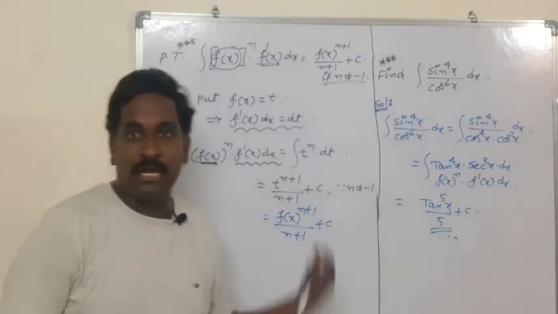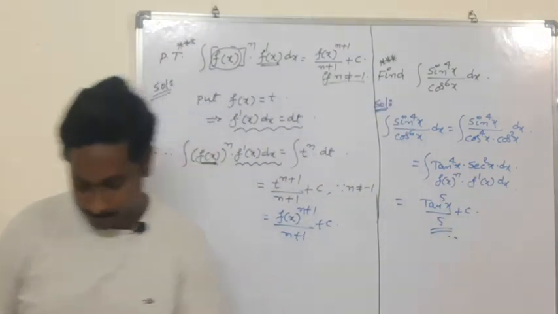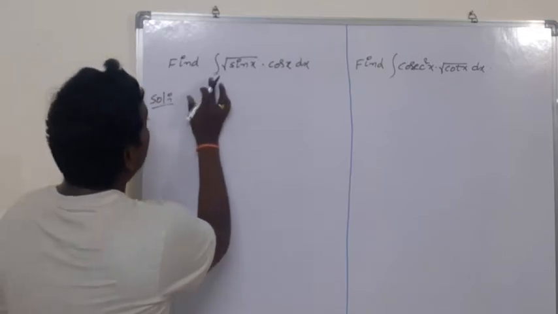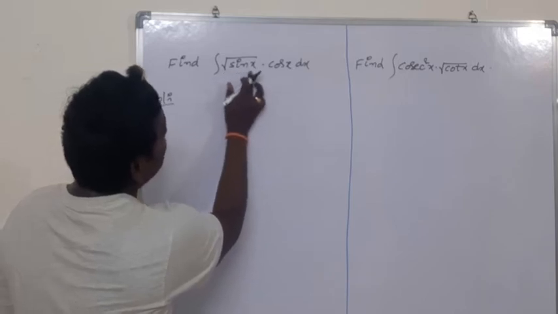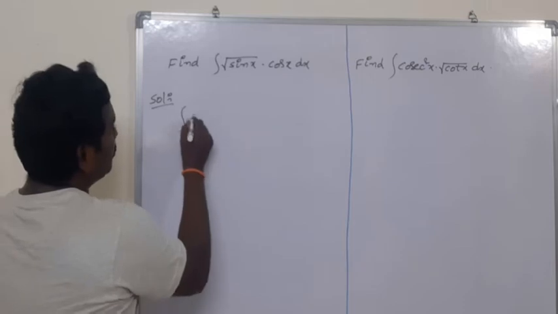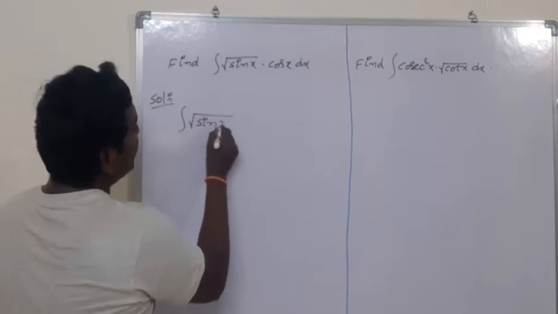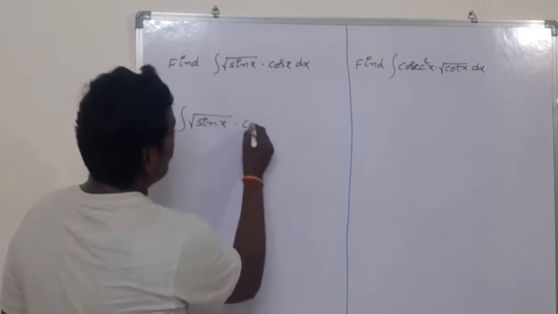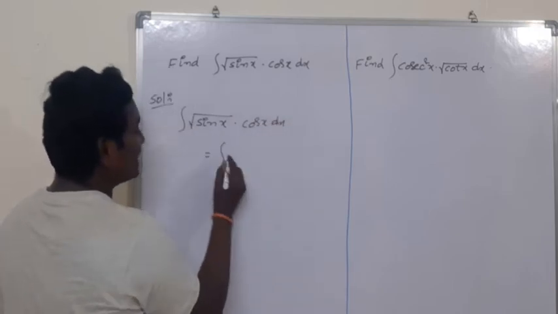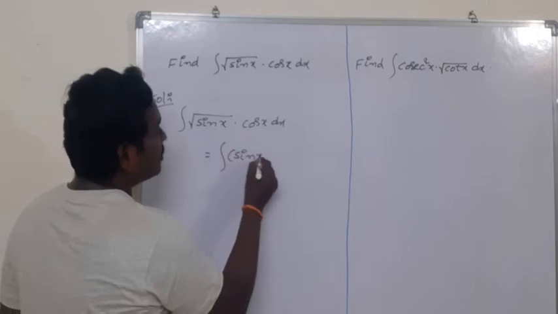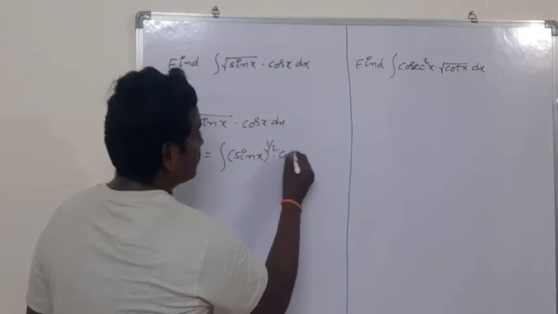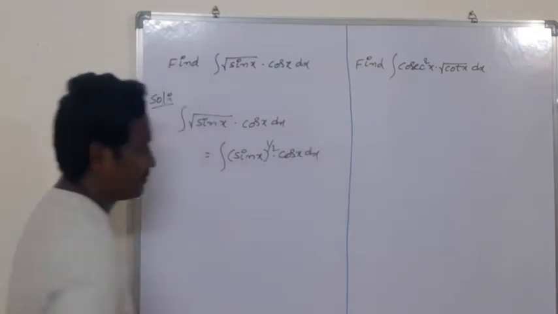I will give another example on this method. Please note down. Problem: find the integration of root over sin x into cos x dx. Consider the given problem. Root over sin x into cos x dx. This can be written as integration of sin x whole power 1 by 2, into cos x dx.